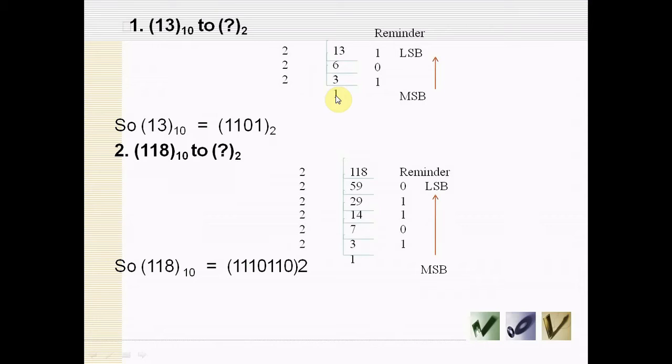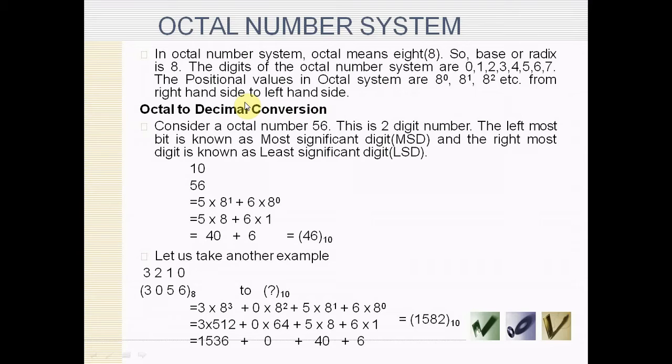dividing the successive quotients until the quotient becomes 1 or 0. After getting the quotient value 1, we stop. Then we write the remainders in reverse order, that is 1101. So here we get the binary value of that decimal number, that is 1101. In such a way, we can convert any decimal number into a binary number.